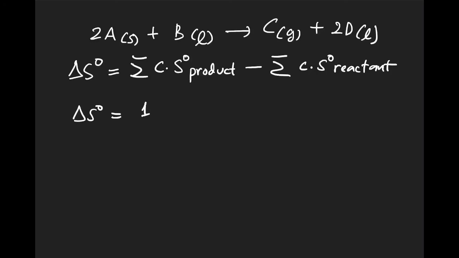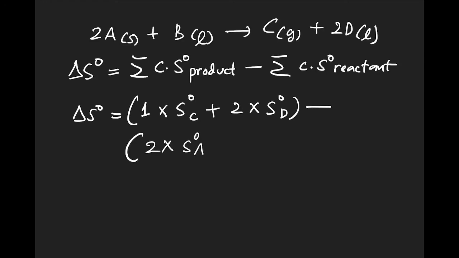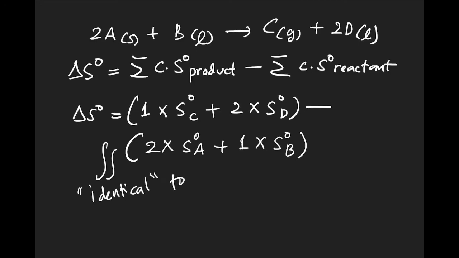1 multiplied by the S0 of C, and of course plus 2 multiplied by S0 of D, minus the reactants, so 2 multiplied by S0 of A, plus 1 multiplied by S0 of B. Just like how we calculated for the change in enthalpy. So this is sort of identical to the delta H calculation that we have discussed in the previous segments.